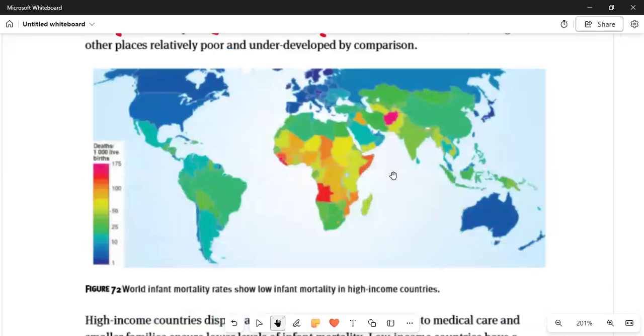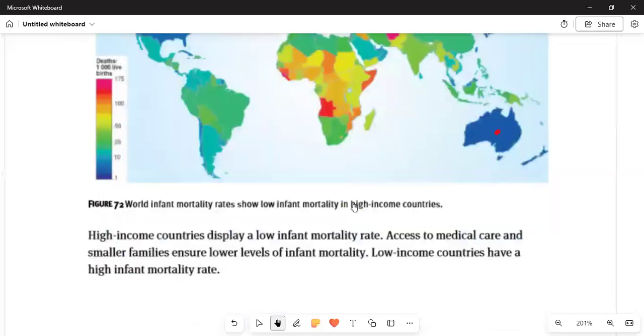We are saying that countries on the east side and the southern side are less developed, and they are in the greenish part here. And in the northern part, you can see that these parts are developed. So they are showing the infant mortality rate. It shows in this country how many infants have died. So high income earners display a low infant mortality rate. They have access to medical care and smaller families, which ensures lower levels of infant mortality. In low income countries, they have a high infant mortality rate.